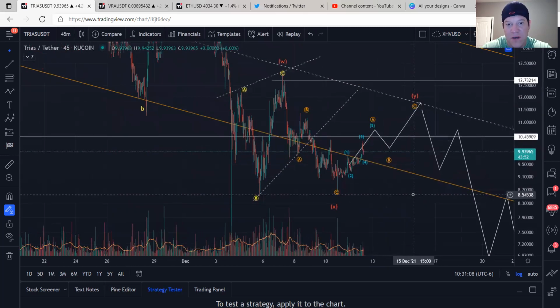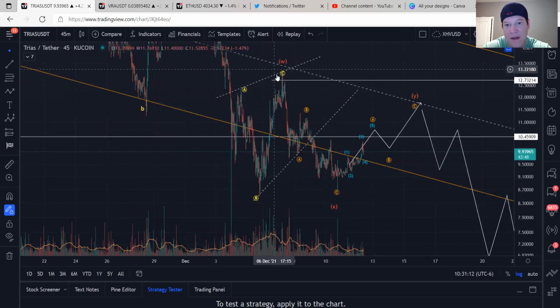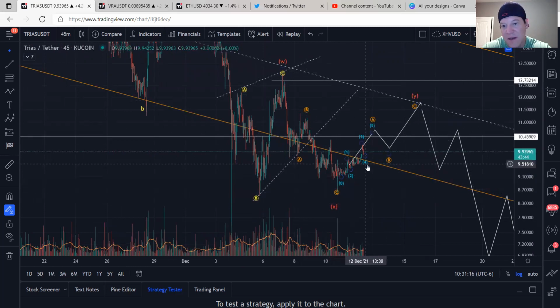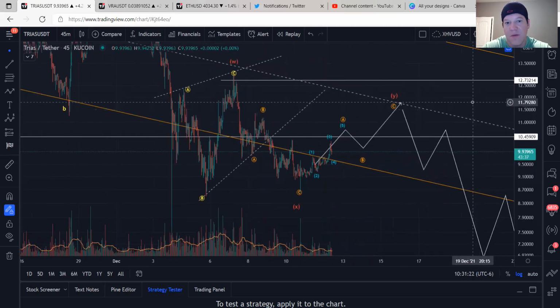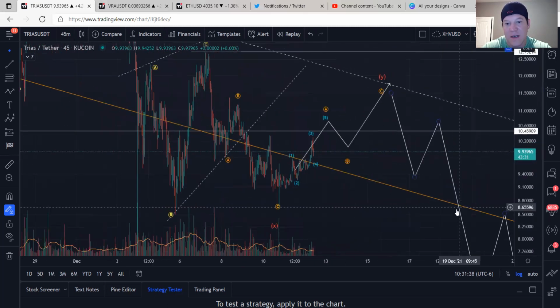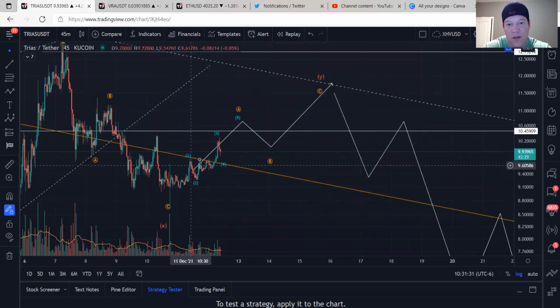So this entire 4-wave structure, you've got your 3, your A, B, C to create your W, your A, B, C to create your X, and then you'll have an A, B, C to create your Y, which will be a double 3 WXY complex correction pattern. And what I see it doing is we have got our 1, 2, 3. We are correcting on our little 4. Now this is a sub-micro wave count of this A wave.